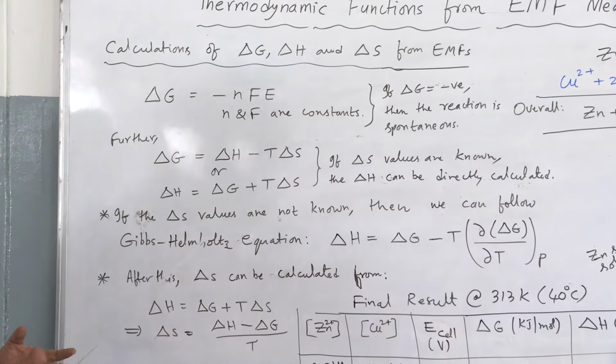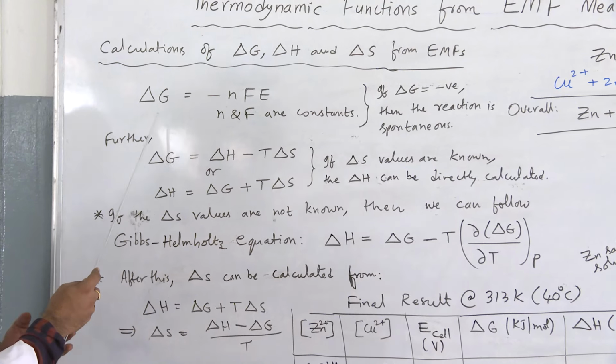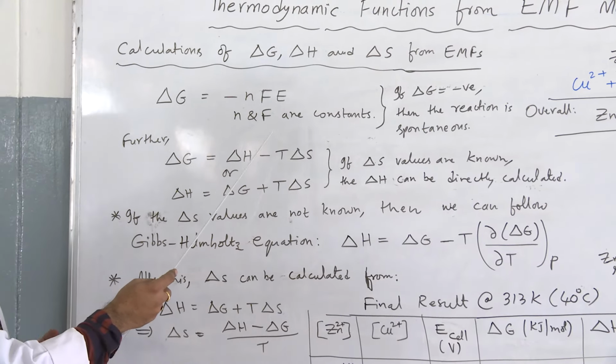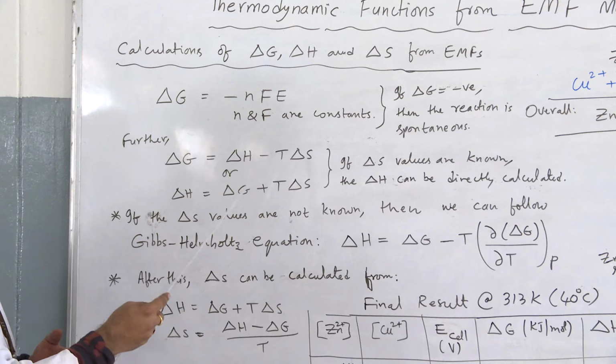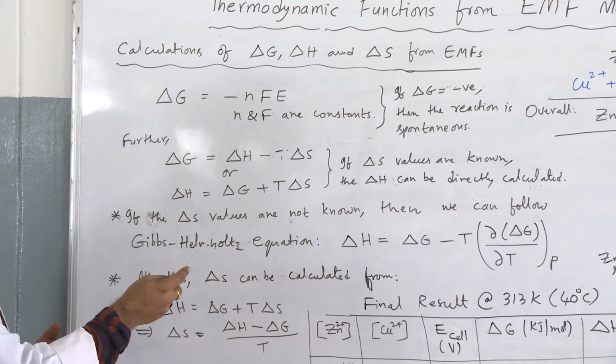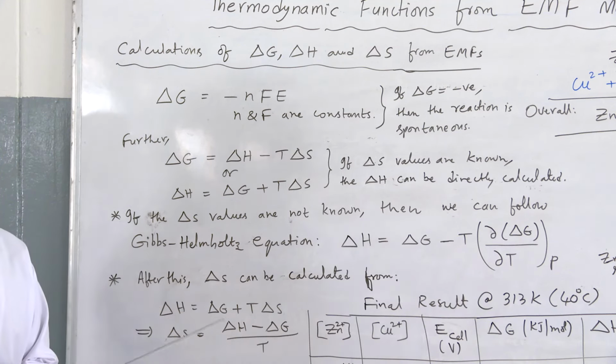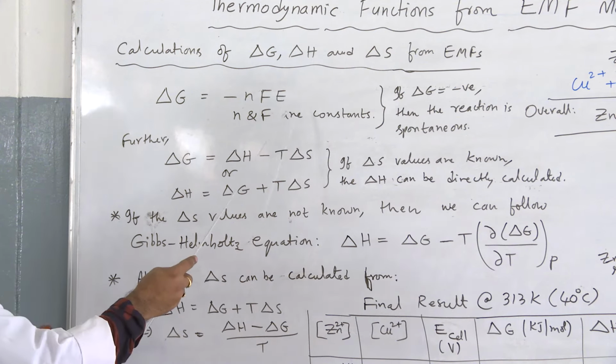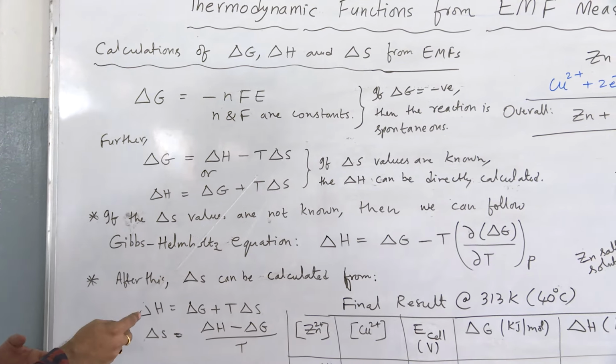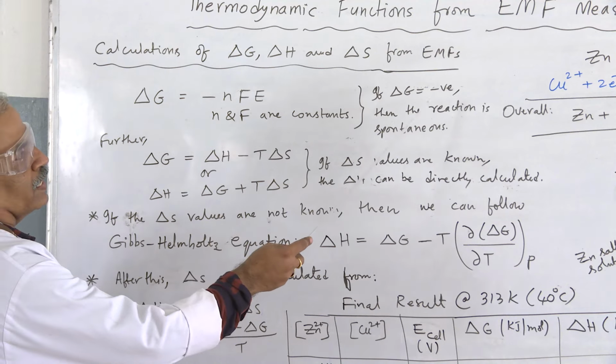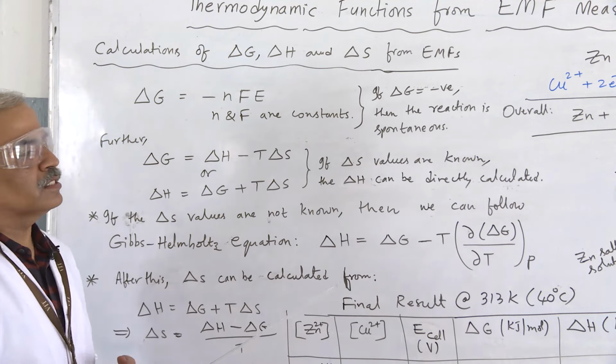Directly, we can see that the free energy change is equal to minus nFE. Here n and F are constants: F is Faraday's constant, n is the number of electrons transferred in the reaction, and E is the cell potential. If delta G is negative, that means the reaction is spontaneous.